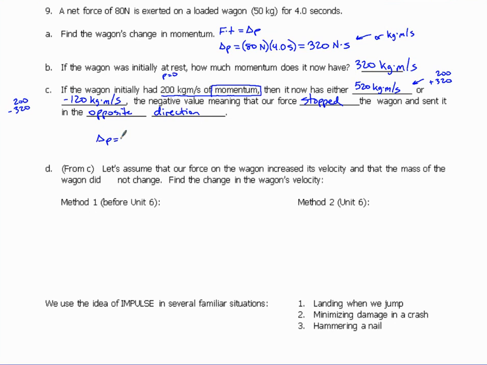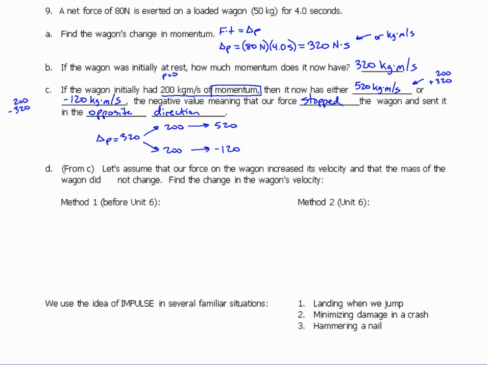So the change in momentum is 320. If you started at 200, you could have ended at 520, or if you started at 200, you could have ended at negative 120. The change in momentum didn't tell us which one it was. But from part C, let's assume that our force on the wagon increased its velocity and that the mass of the wagon did not change. So find the change in the wagon's velocity.